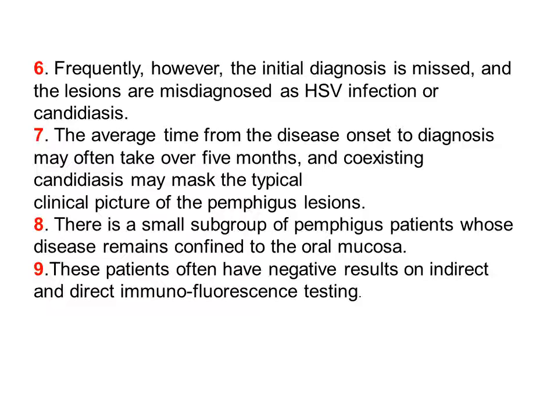Frequently, however, the initial diagnosis is missed and the lesion is misdiagnosed as herpes simplex virus infection or candidiasis. The average time from disease onset to diagnosis may be over 5 months, and coexisting candidiasis may mask the typical features of the pemphigus lesion. There is a small subgroup of pemphigus patients whose disease remains confined to the oral cavity. These patients often have a negative result on indirect and direct immunofluorescent testing.